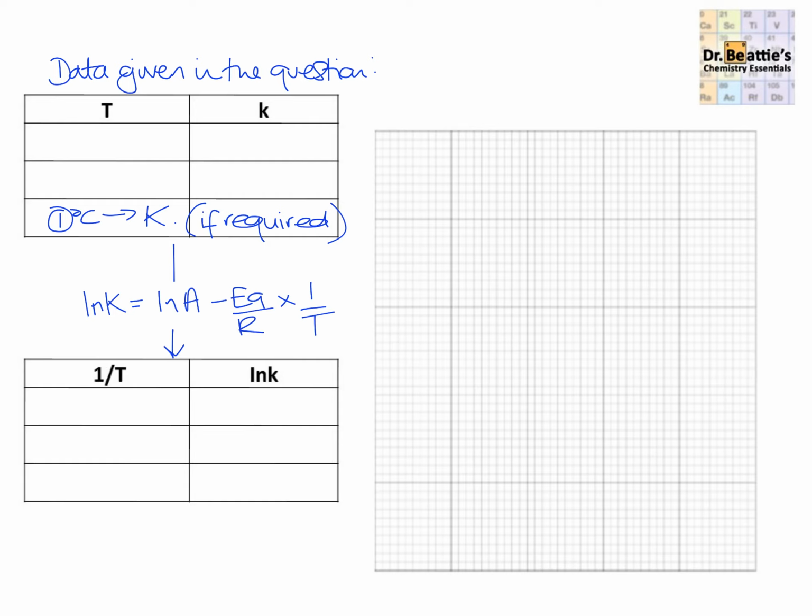Now this is where you have to always remember that K is our y-axis, and that's going to be on our y-axis in our line graph, and then that temperature is our x-axis values, so that is going to be that. And just remember our y-intercept is ln A, and our gradient is minus EA over R. But importantly at this stage, we're just trying to get our data into this.